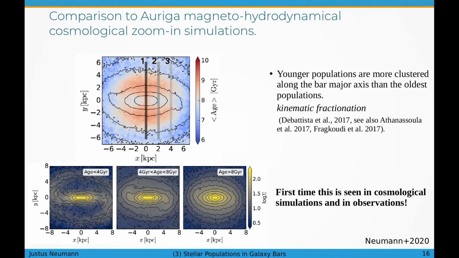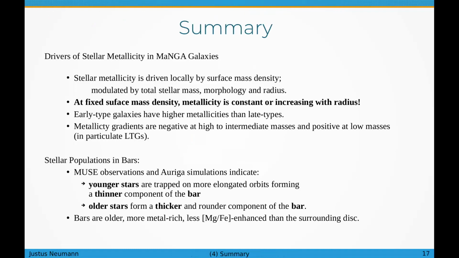And in the simulations, you can easily take stars of different ages and plot the stellar mass densities, which is shown on the bottom. This more easily visualizes that the young stars form this thin part of the bar on the bottom left. And if you take the older stars, then you get this rounder part of the bar on the bottom right. This has been seen before in N-body simulations as well, something similar. This was called kinematic fractionation. But this is the first time this is seen in cosmological simulations and in these MUSE observations with spectacularly good spatial resolution. And so I come to the summary slide.